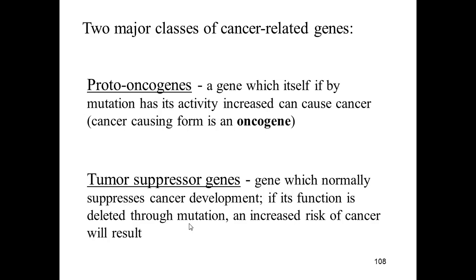We talked about 2 fundamental classes of cancer-related genes: oncogenes, or proto-oncogenes at first. When they get mutated, they become oncogenes. These are like the gas pedal, the things that make cancers grow. And then the equivalent of the brake pedal are tumor suppressor genes.